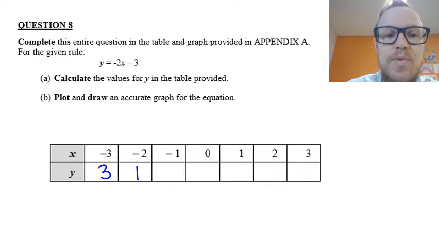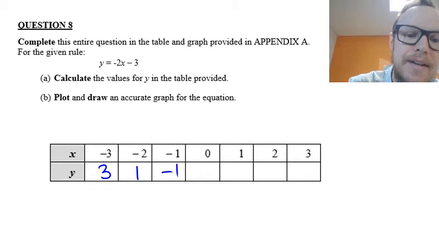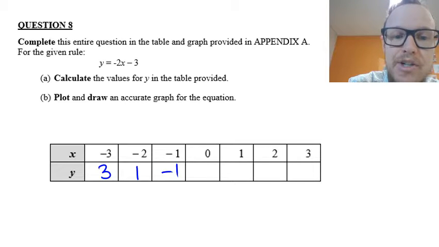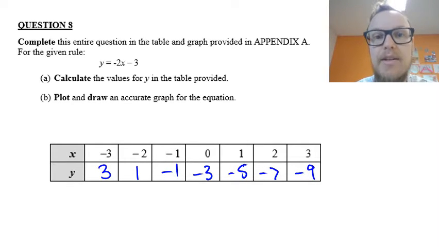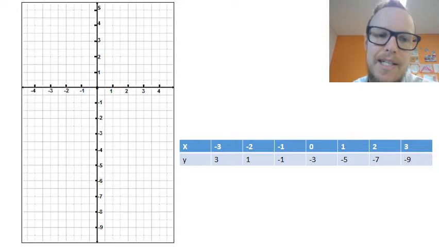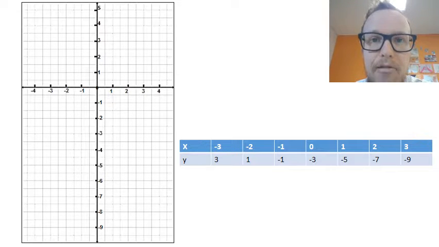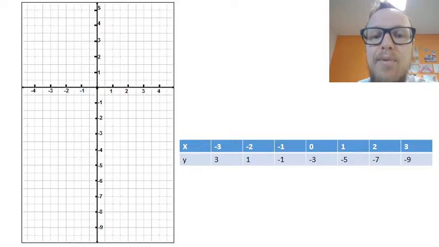Negative 2 times negative 1 is positive 2, minus 3 is negative 1. And we can see that we're subtracting 2 each time. So if we subtract 2, subtract 2, subtract 2 each time, we can get our table filled in like that.